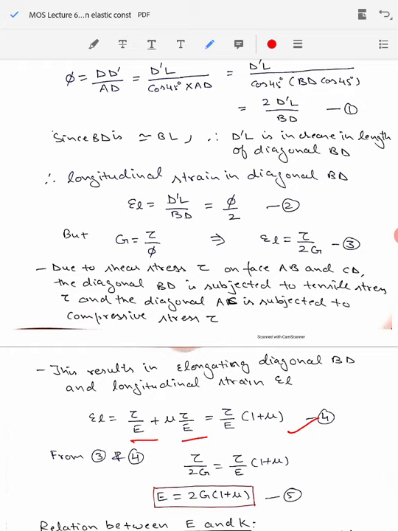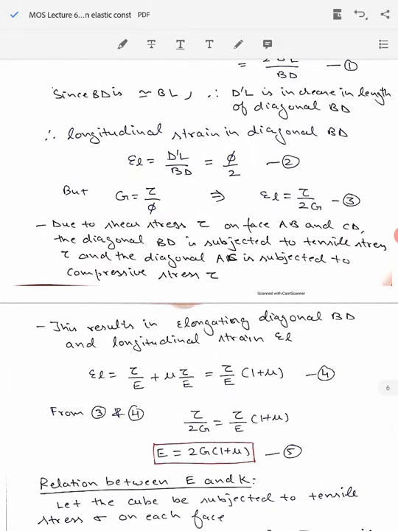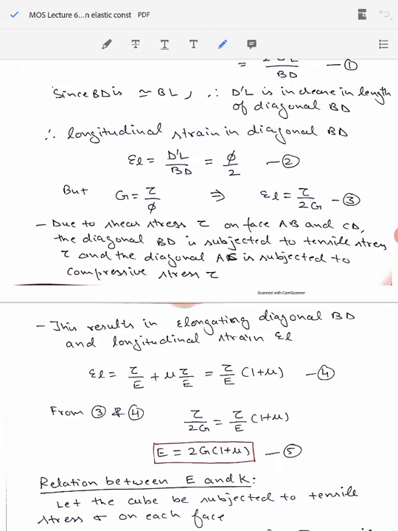From equation 3 we have already the value as tau by 2G. Let's equate these two values, and by equating them we can calculate the relation between these three quantities as E equal to 2G into 1 plus mu. So this relationship holds the key between the modulus of rigidity and modulus of elasticity with the help of Poisson's ratio. So if you know any two constants, you can always work out the value of the third constant here.